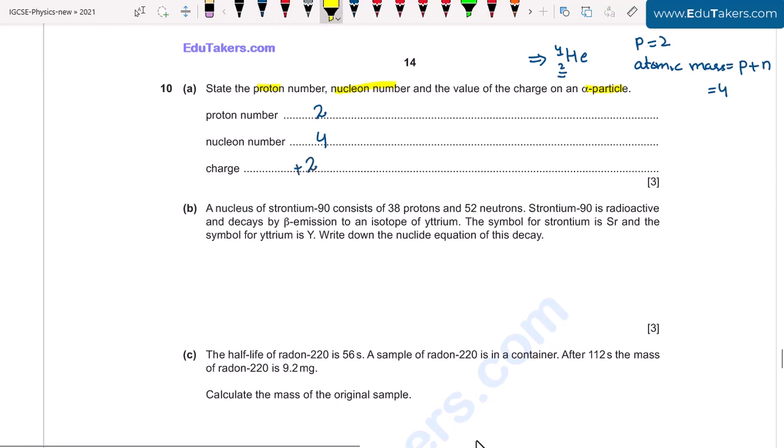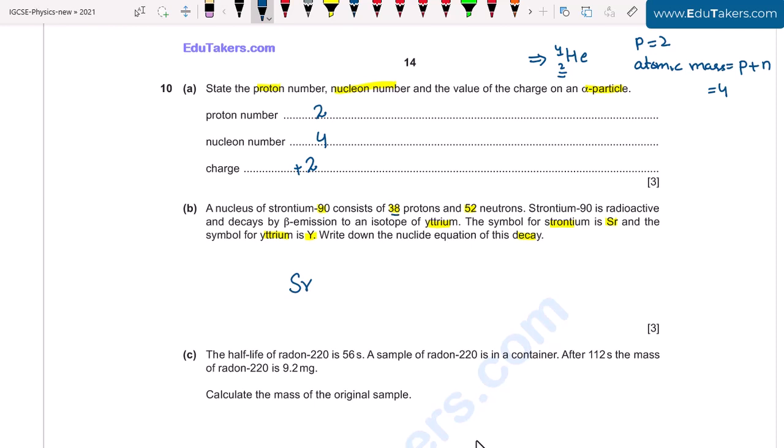Part B. A nucleus of strontium-90 consists of 38 protons and 52 neutrons. Strontium-90 is radioactive and decays by beta emission to an isotope of yttrium. The symbol of strontium is Sr and the symbol of yttrium is Y. Write down the nuclide equation for this decay.